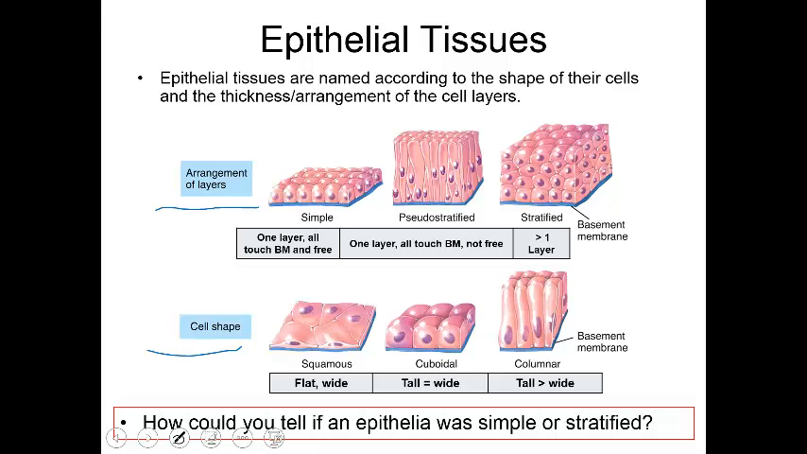So first, let's look at tissues based on the number of layers. Now, the blue line here is the basement membrane. So always look for that basement membrane. In a simple epithelium, you only have one layer of cells. So look at these cells right here. You only have one layer of cells. Each cell has a basal end. Each cell has an apical end.